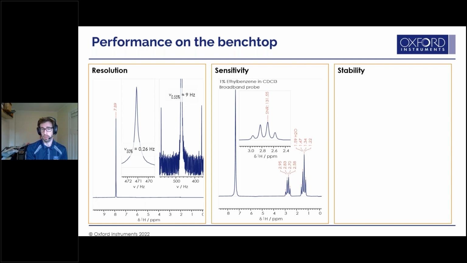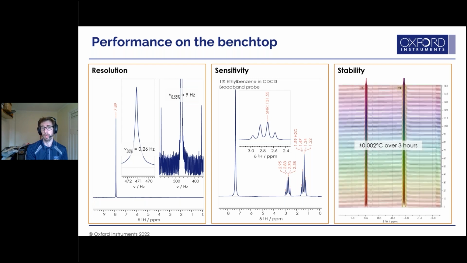Now, there's not necessarily a particularly well-defined way of doing this for benchtop NMR, but using something like a methanol NMR thermometer, where we would see temperature changes in the sample, so the separation between those two singlets there as a function of the temperature of the sample itself. If we plot that after acquiring spectra over 3 hours, we find that with our instrument we have a temperature stability of better than 0.002 over that 3-hour period.